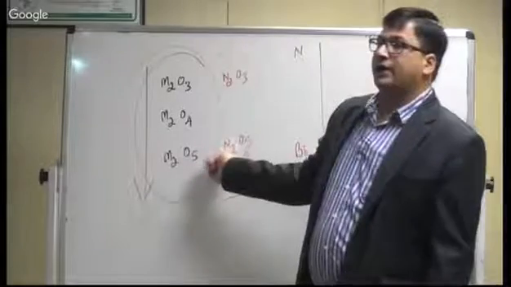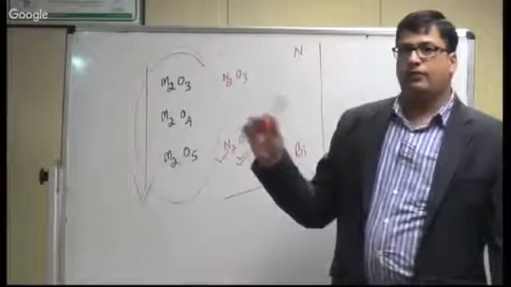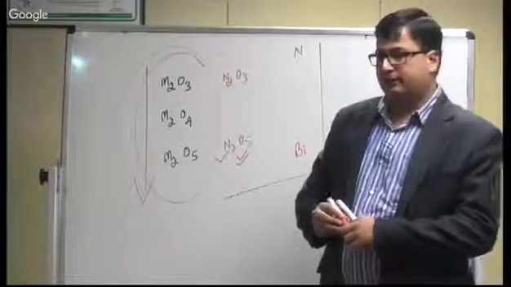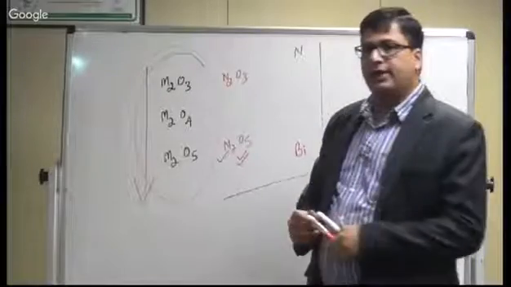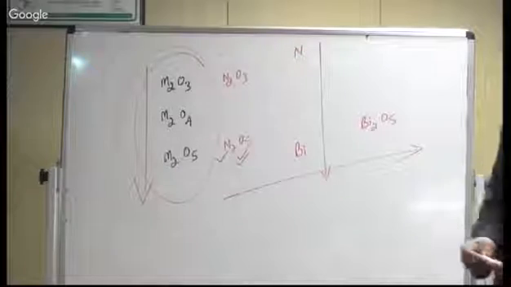N2O5 when treated with water will give HNO3. Nitrogen forms 2 types of acids. One is HNO3, other is HNO2, nitric and nitrous acid. Clear? Let's see the phosphorus oxides.